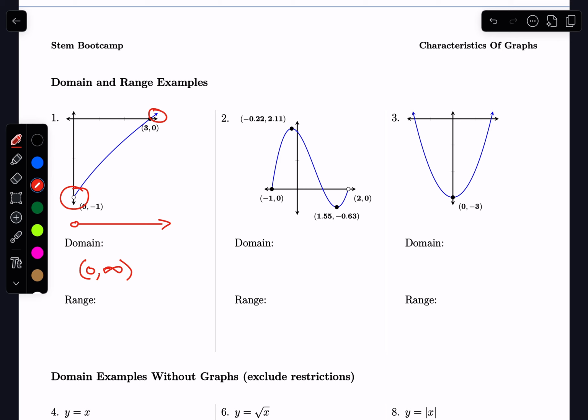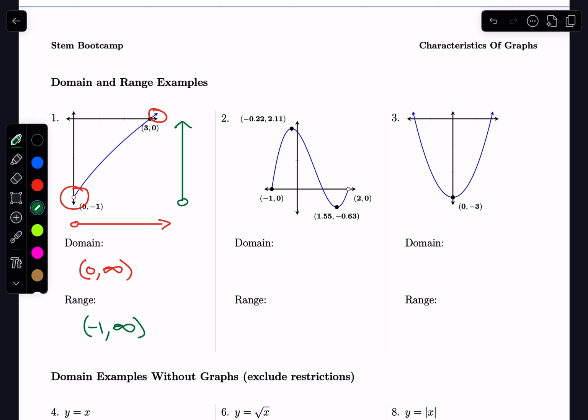All right, for the range, we read bottom to top. So we're going to start down here at -1. And we're going to go, again, infinitely far in the other direction because there's an arrow pointing up on the right side. So we start down low at -1, which is not included, and we go all the way up to infinity. Number 2 is a little bit more complicated because it switches directions a couple times.